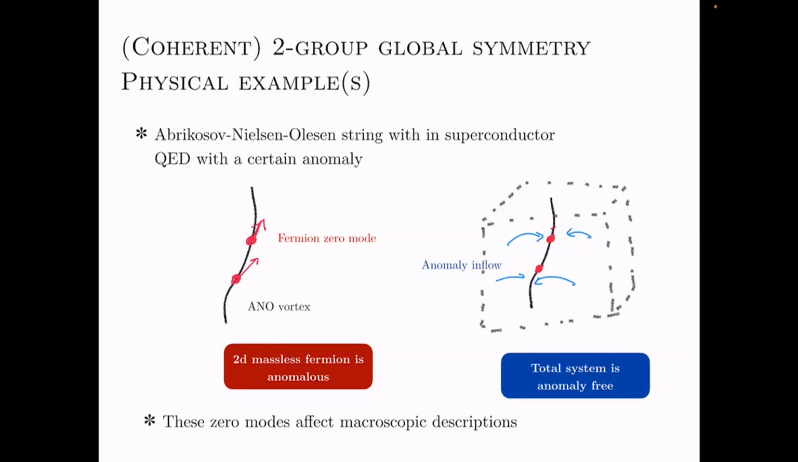Another reason why this is not an anomalous system after gauging is that there can be a bulk that makes an inflow to the string, and the whole anomaly of the whole system is cancelled out, so the system is anomaly free. But this picture is quite intuitive in several ways. We know that there is a zero mode living inside this vortex when you turn on density, and it should have an effect. It could have an effect, and you will see that it will affect the macroscopic transport of the system.